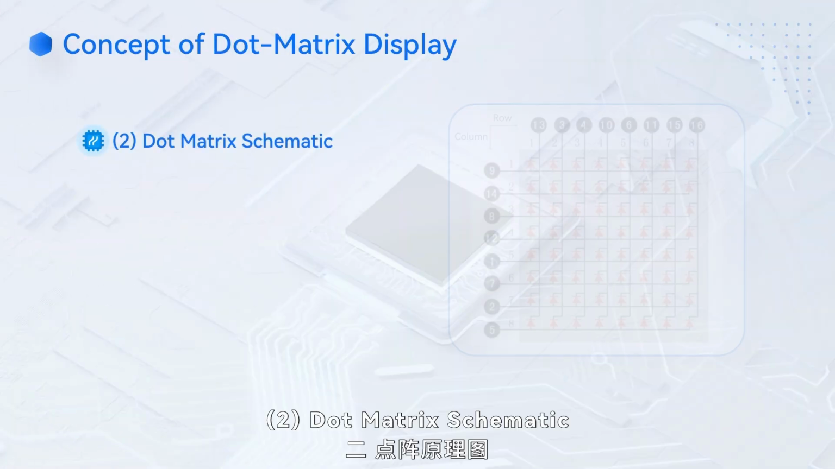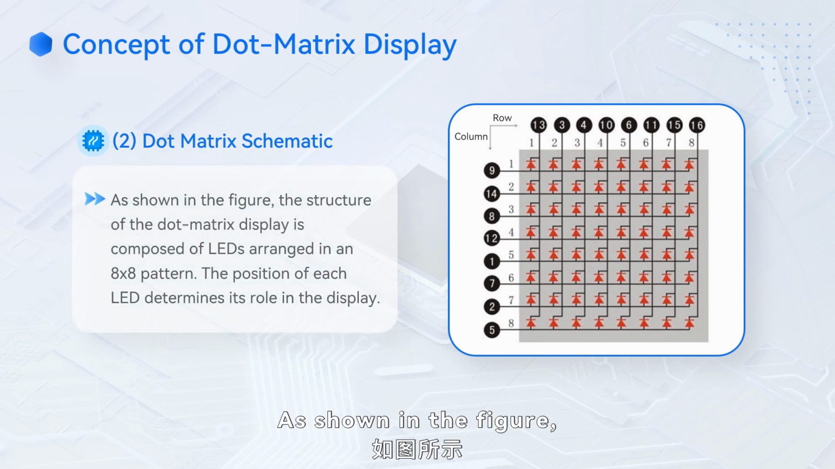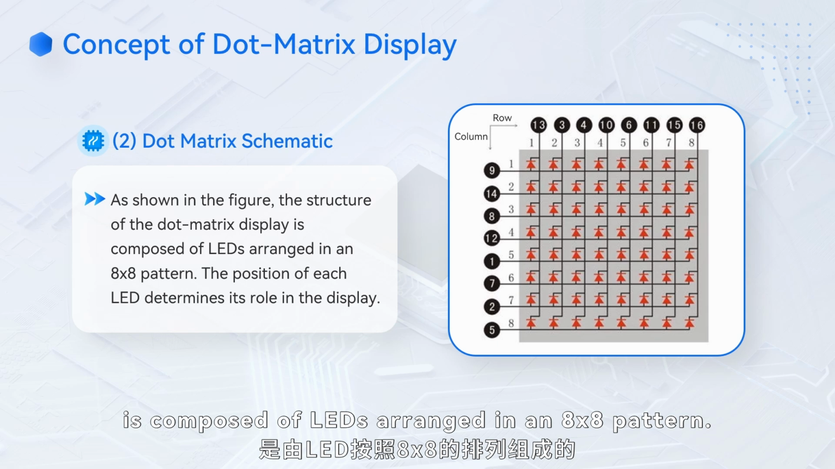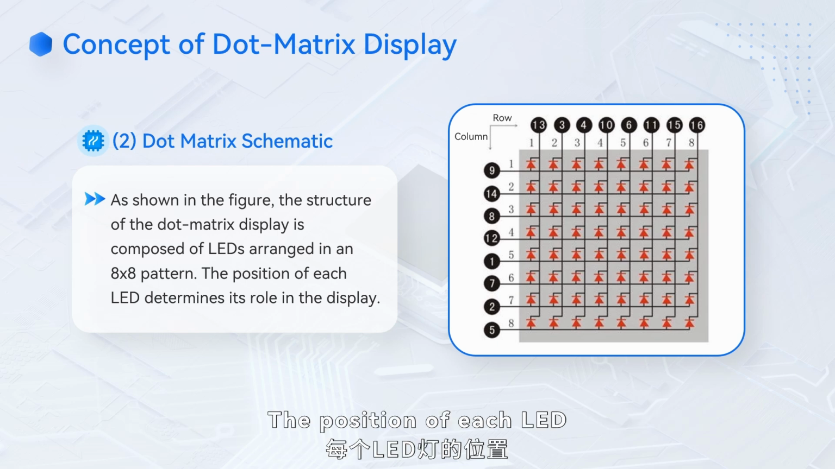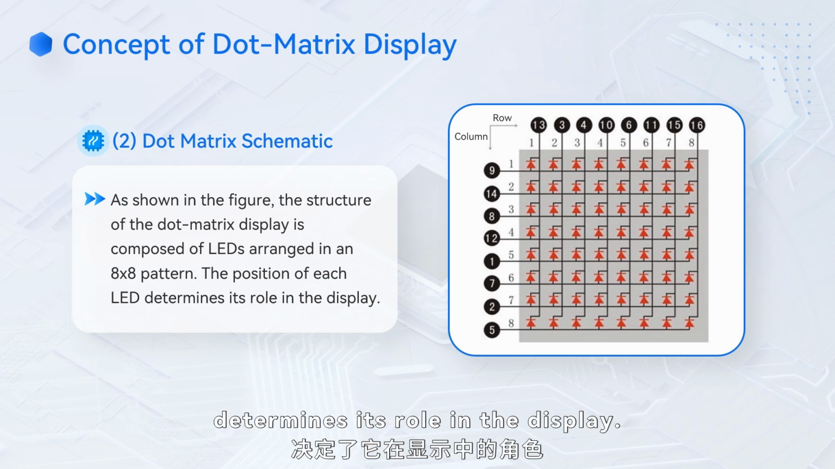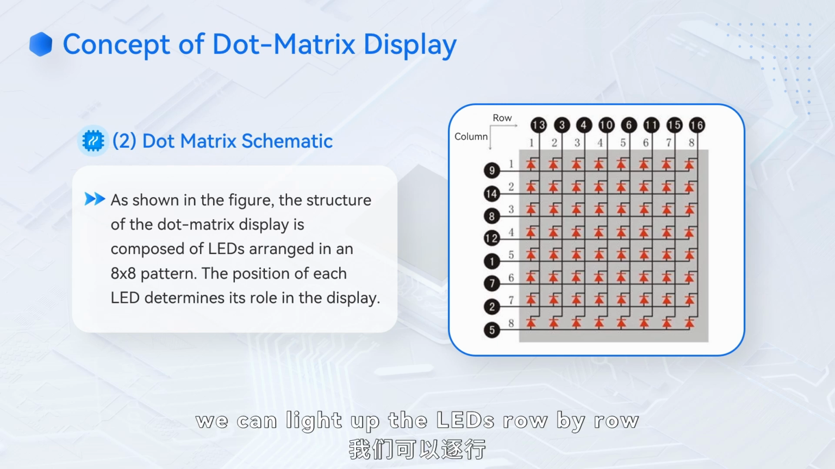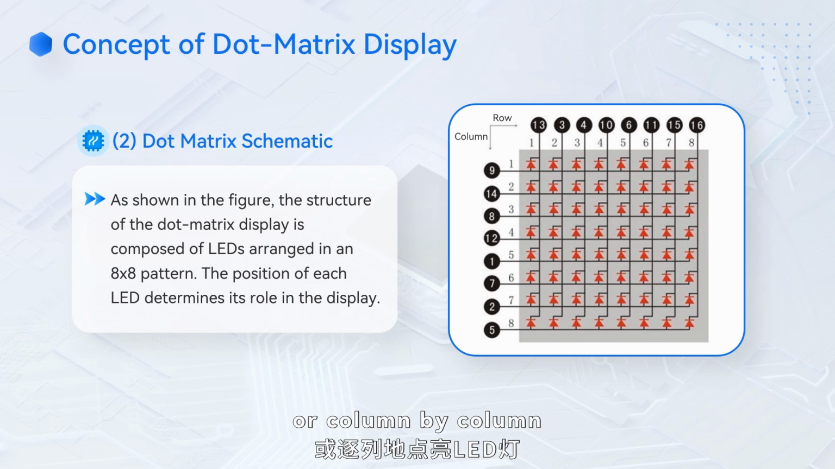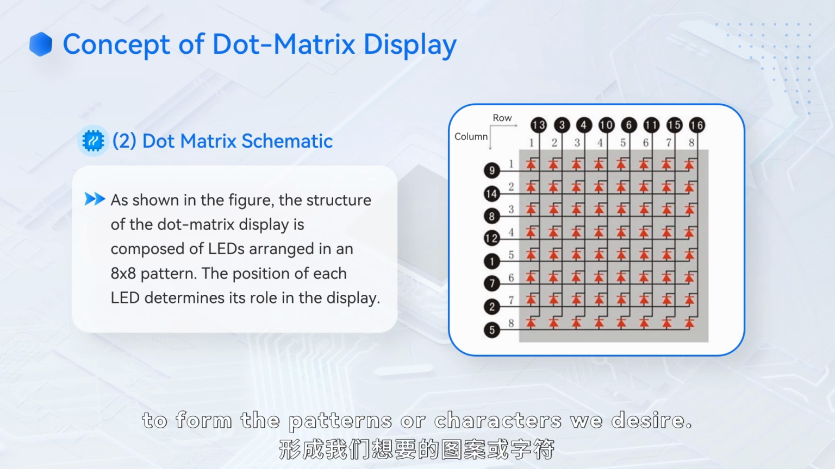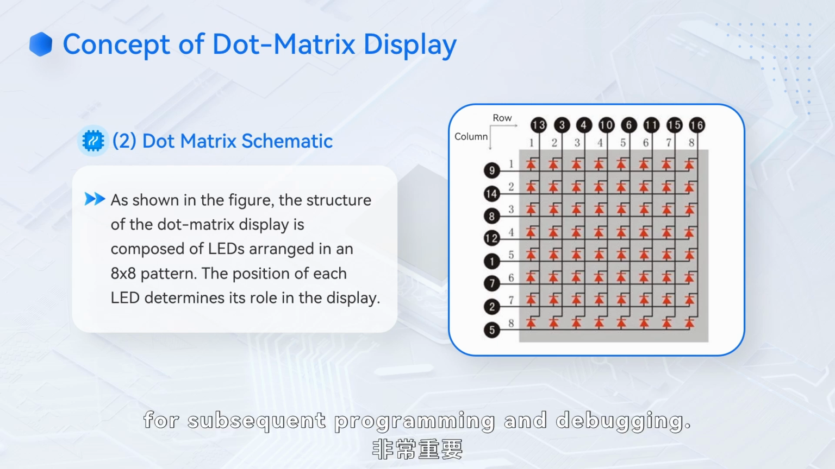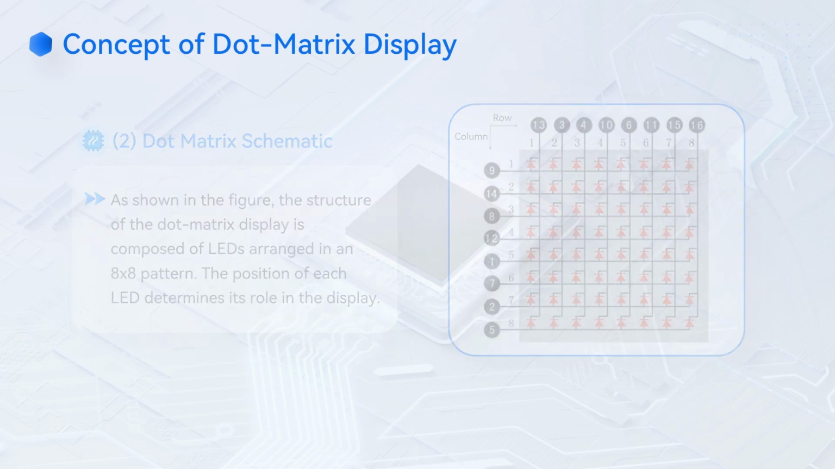2. Dot matrix schematic. As shown in the figure, the structure of the dot matrix display is composed of LEDs arranged in an 8x8 pattern. The position of each LED determines its role in the display. By scanning rows and columns, we can light up the LEDs row by row or column by column to form the patterns or characters we desire.